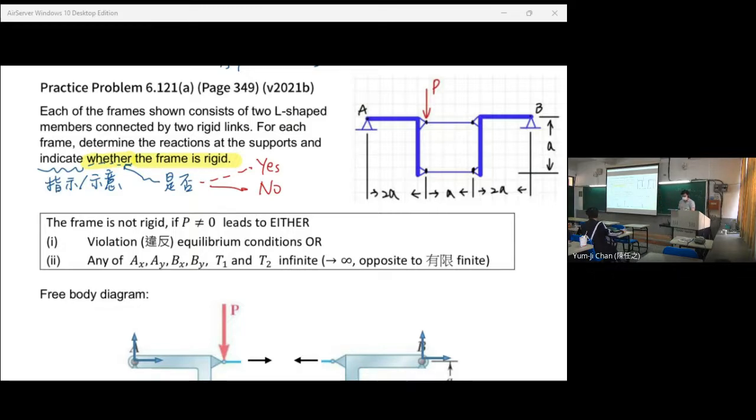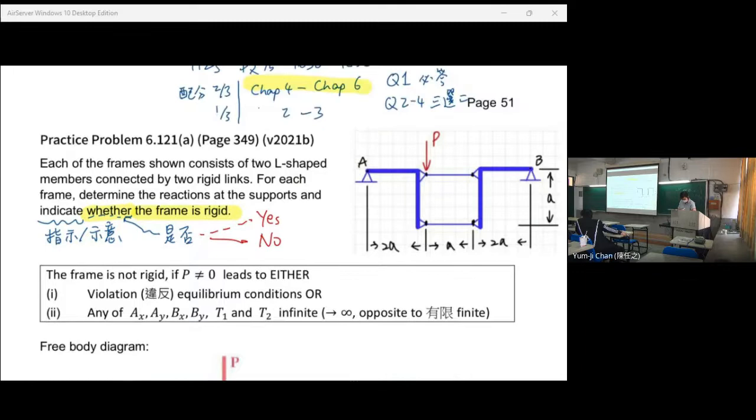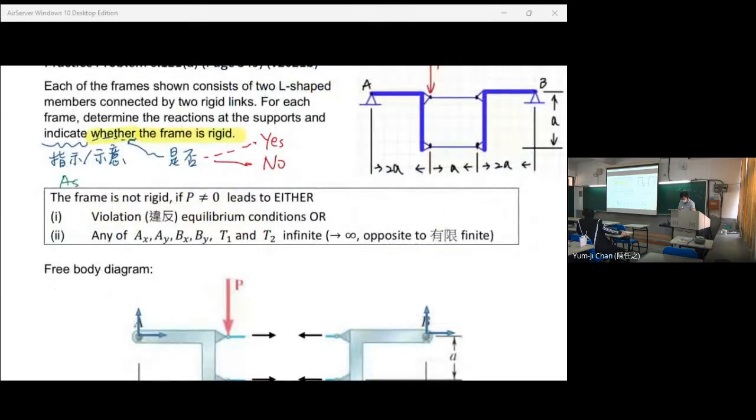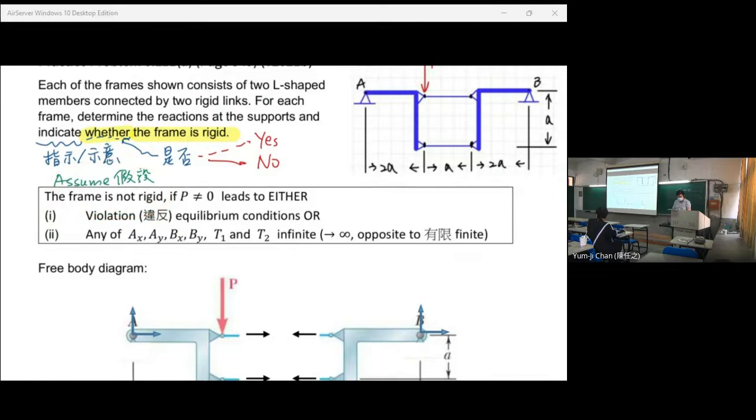Let's assume a frame is not rigid, if this is not a rigid body, and if P is not equal to 0, it would lead to a violation of the equilibrium condition, that we cannot write the summation F equal to 0. That's the first thing. The second thing is any of the support forces AX, AY, BX, BY, T1, and T2 will become infinite.